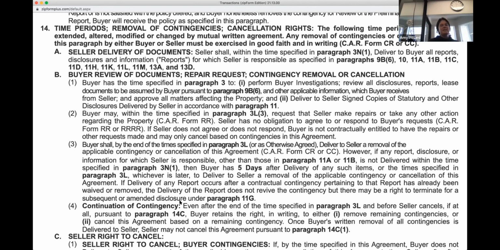A is the seller delivery of documents. The seller shall within the time specified in paragraph 3(1) deliver to buyer all reports, disclosures, and information for which the seller is responsible as specified in paragraphs 9B, 6, 10, 11A, 11B, 11C, 11D, 11H, 11K, 11L, M, 13A, and 13D. That all references back to all those other paragraphs that we've talked about where it outlines all the statutory disclosures and the NHD and all those fun things.